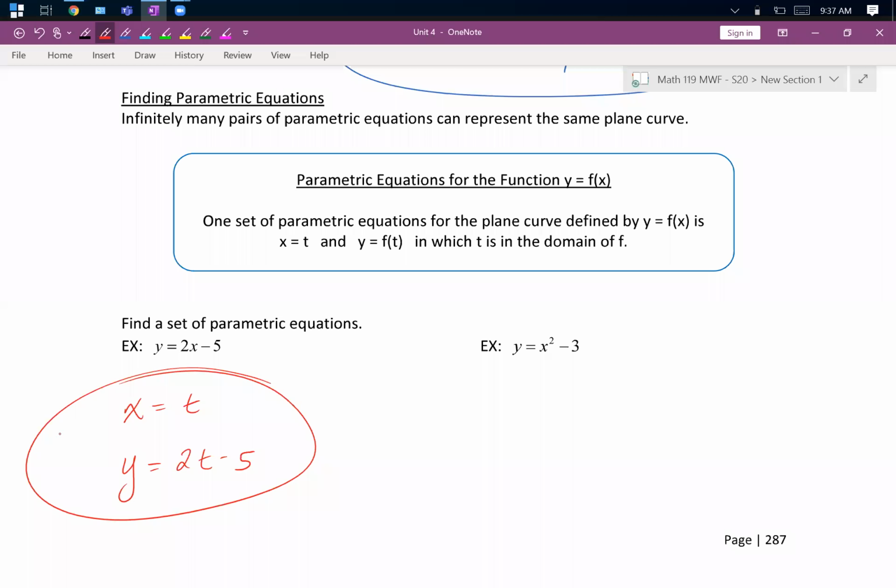And we'll do the same thing for our other example. We'll let x be equal to t, and then y is going to be t squared minus 3. Questions, anybody?